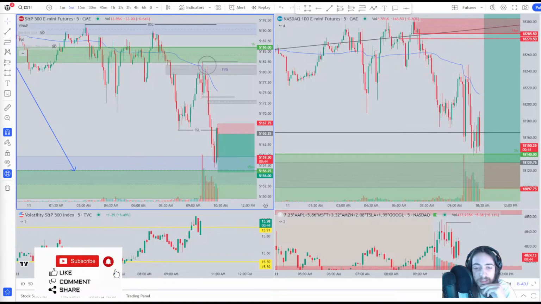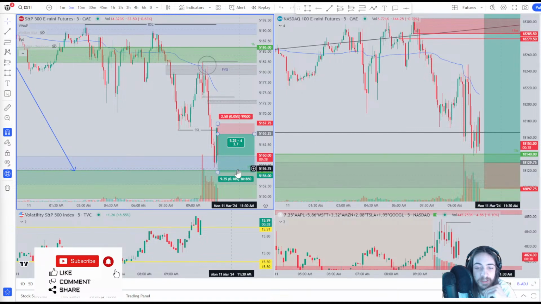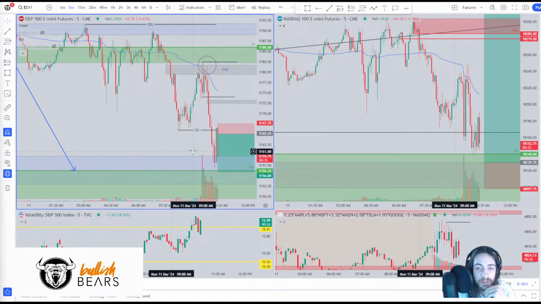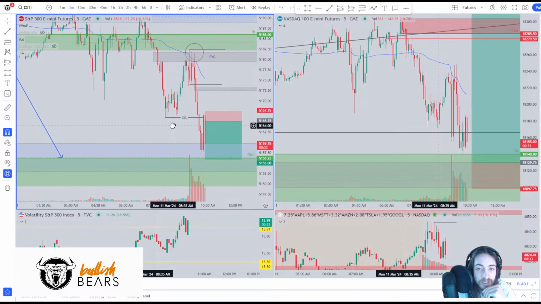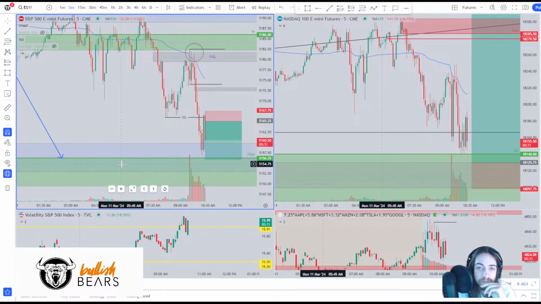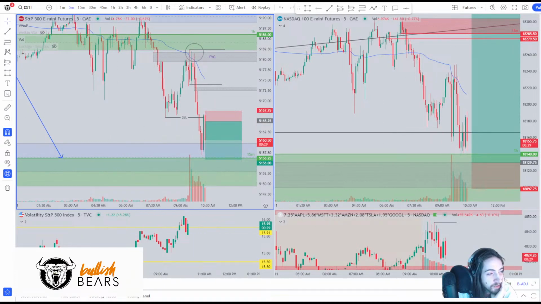This would be a place to exit. This would not be a place to enter. I'm looking to exit down here, though. I want us to sweep these lows one more time. I want us to hit this demand zone. It's my target. Bouncing back right now.